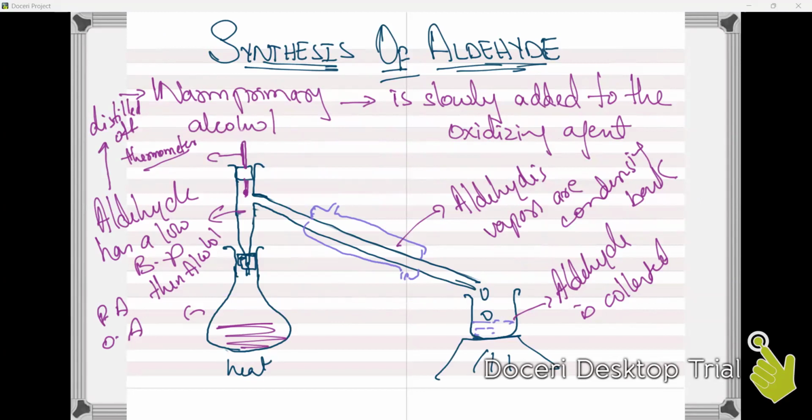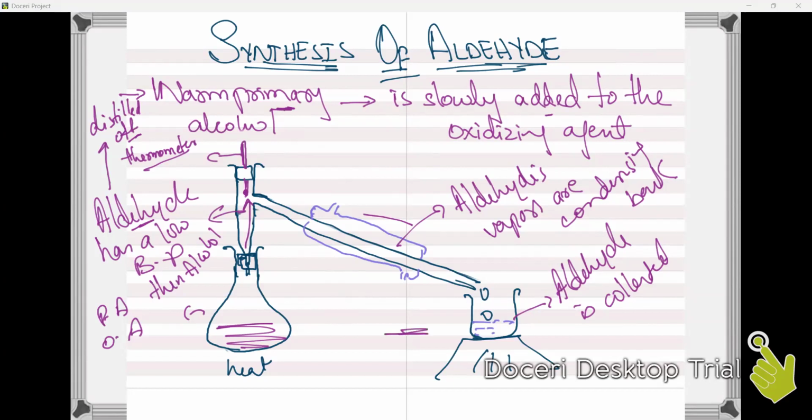Synthesis of aldehydes. Now, how is the synthesis of aldehyde possible? What we do is take a solution and heat it. Since aldehyde has a low boiling point, it will distill off and move ahead, then condense through the Liebig condenser and be cooled down. It will be separated as a distillate. Warm primary alcohol is slowly added to the oxidizing agent. That's how we do it. I repeat, warm primary alcohol is added into the oxidizing agent. So by reflux and condensation, we get what?